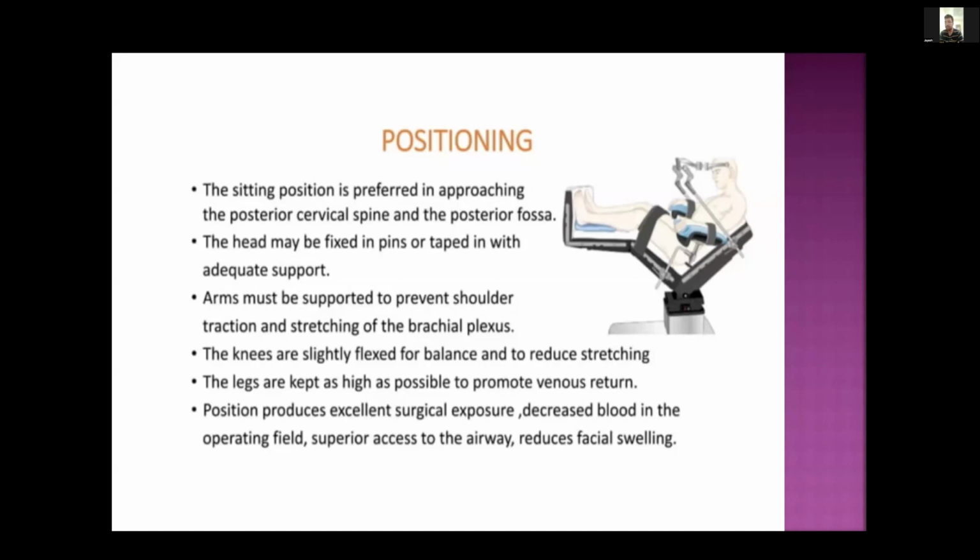This position produces excellent surgical exposure, can cause decreased blood in the operating field, and gives superior access to the airway. We can handle the airway if anything occurs. We can have access to the airway.